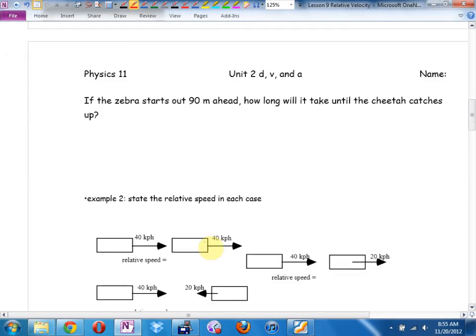So, as a question, if the zebra starts out 90 meters ahead, how long will it take until the cheetah gets supper time? Okay. What's this question asking me to find? Time? Let's write down t equals question mark. Nathan, what else has this question given me? I think so.